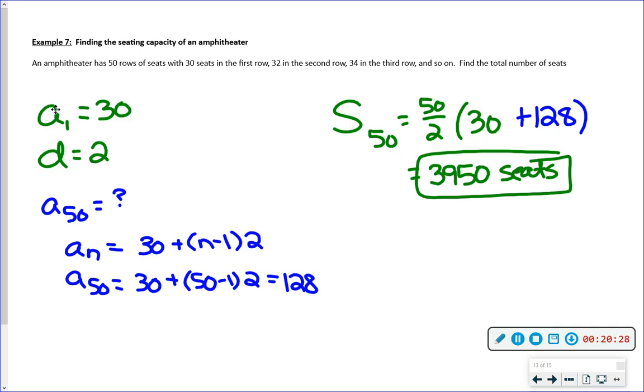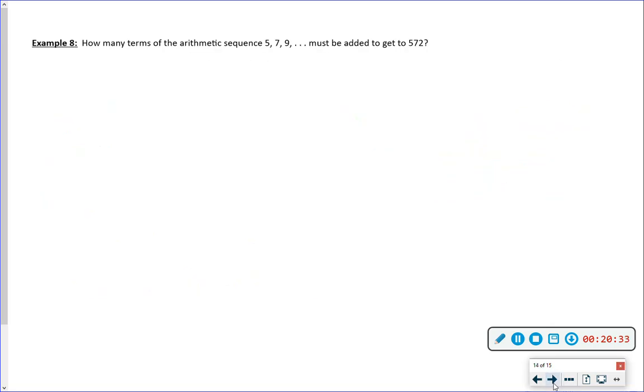All right, final one, everybody. How many terms of the arithmetic sequence 5, 7, 9, must be added to get to 572? Huh, okay. Well, let's write down what we know. We know the first term's 5. You know the difference. What's your difference?